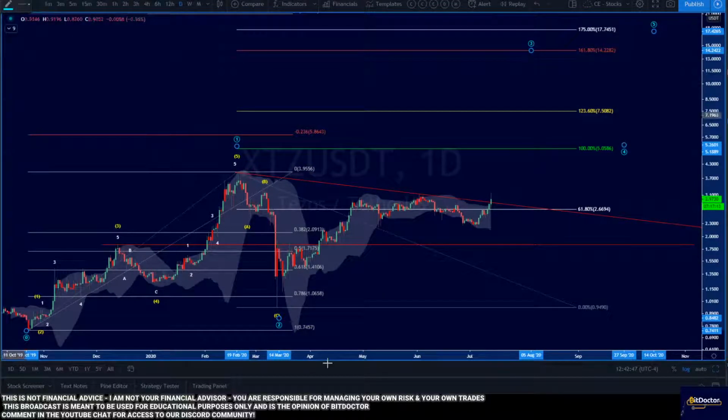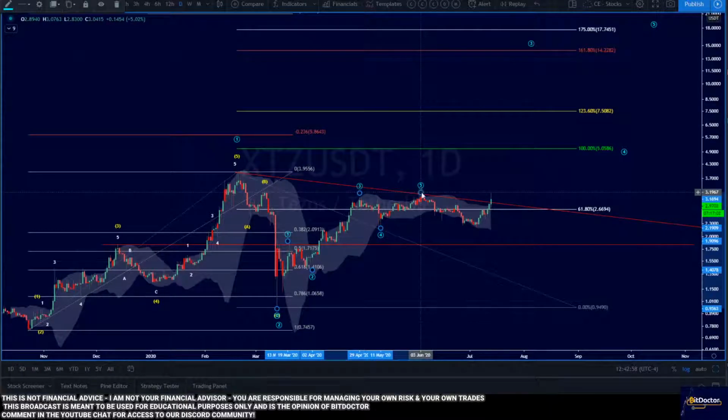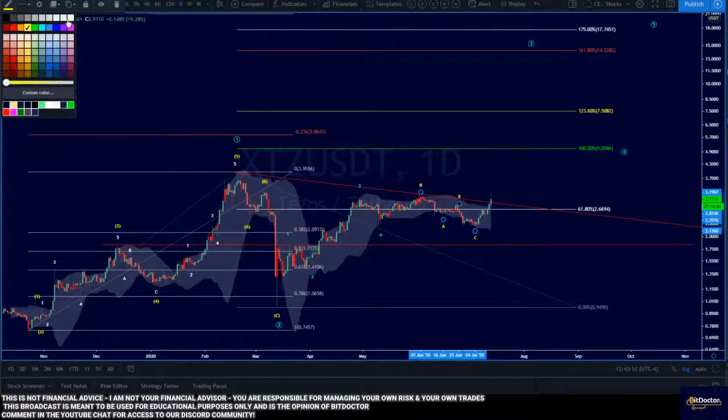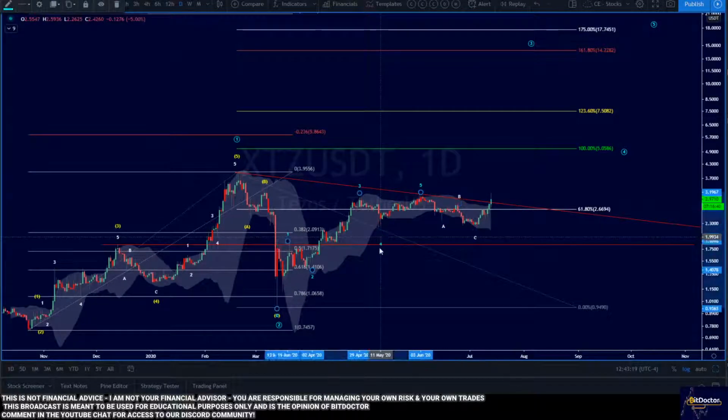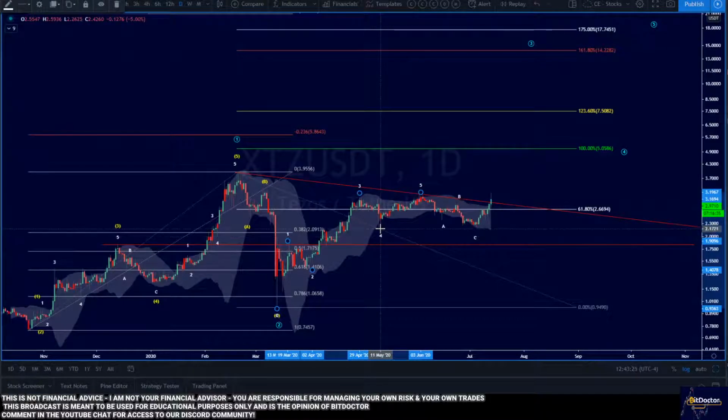is from down here, I think we had a 1, 2, 3, 4, 5 up here. This is on a smaller degree, of course. And then we have a very shallow 2, okay? So from up here, we had a little A, B, C. We'll put this on a smaller degree as well. We're going to change these back to white because they match the degree in which we are trying to measure here. So let's just put this one also back to white. All right, so this is looking okay.